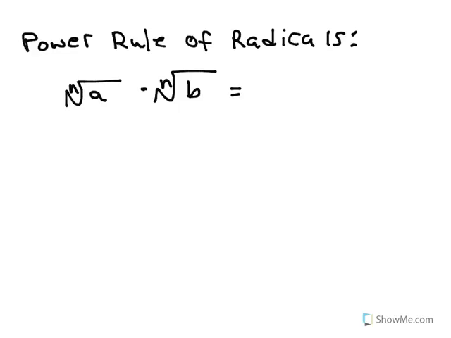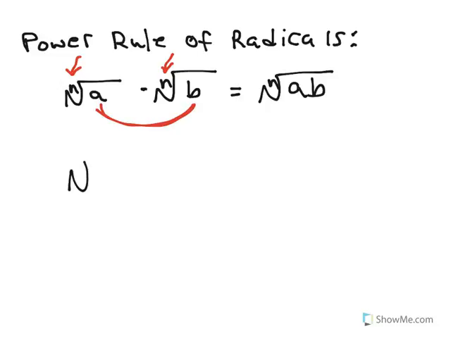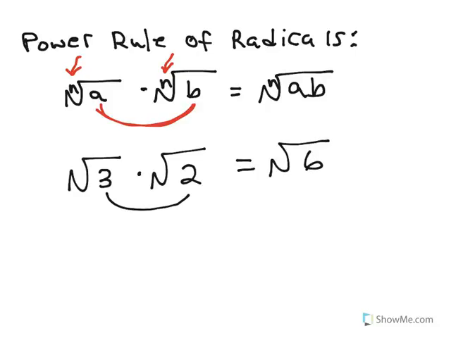The power rule of radicals. If your index is exactly the same, we can multiply our radicands. So this gives us the nth root of a times b. For example, the square root of 3 times the square root of 2 equals the square root of 6, because 3 times 2 is 6.